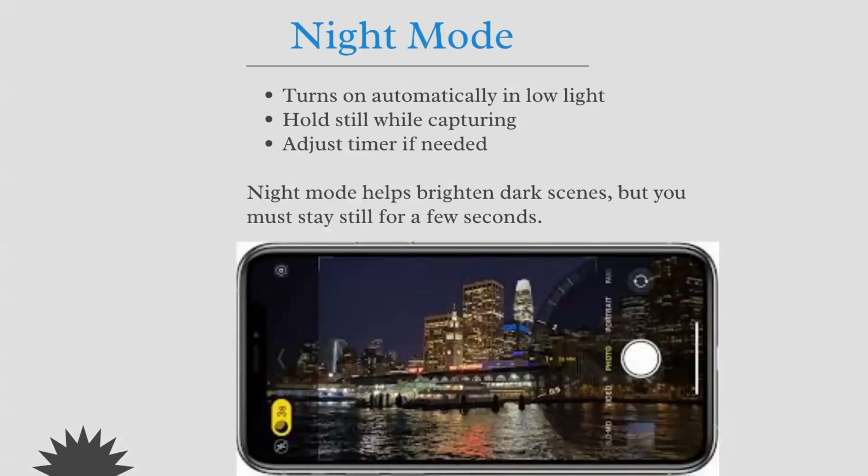Night mode. So this automatically turns on in low light environments. You should hold still while capturing because in this case, if you don't hold still, sometimes the lights will become a little blurry. And then adjust the timer if needed. Night mode helps brighten dark scenes, but you must stay still for a few seconds because of the thing I just told you about. If you start moving, the lights will basically blur.